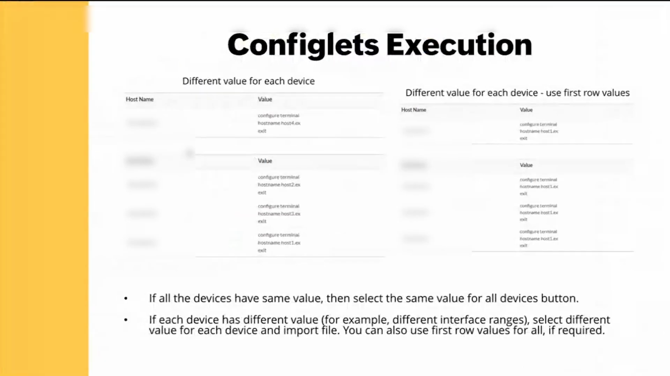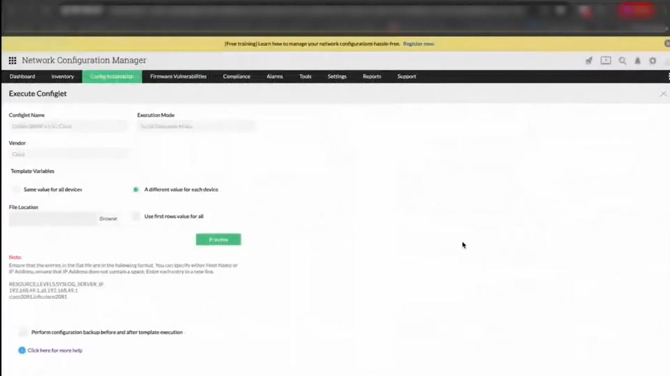Here is an example of that in this particular presentation. On the left is a different value for each device where you can see there are different host names on the left hand side, but on the right side you can see that the host name 4, host name 2, the host name differs. So this is an example of different value for each device. And on the right side I've provided the different value for each device where the first row values box is checked. When you check that, as you can see for different host names, the particular value which is given as the first one, that is the host name host1.ex, will be executed for all the devices. So this is config execution.